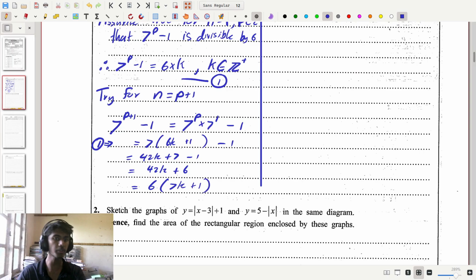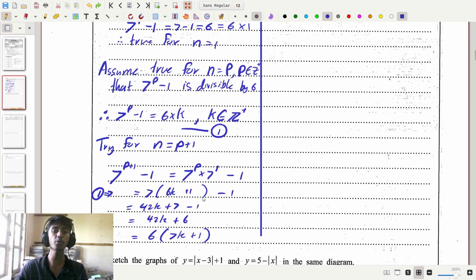Now considering the expression that we have here, we have 6 times a number, and this number is 7 times k, which is an integer, plus 1, which is another integer, and therefore 7k plus 1 itself is another integer. Now due to this, since the number we get is 6 times another integer, the overall thing is definitely a multiple of 6. And therefore, if 6 times 7k plus 1 is a multiple of 6, then the original number, which is 7 to the power of p plus 1 minus 1, is also a multiple of 6.